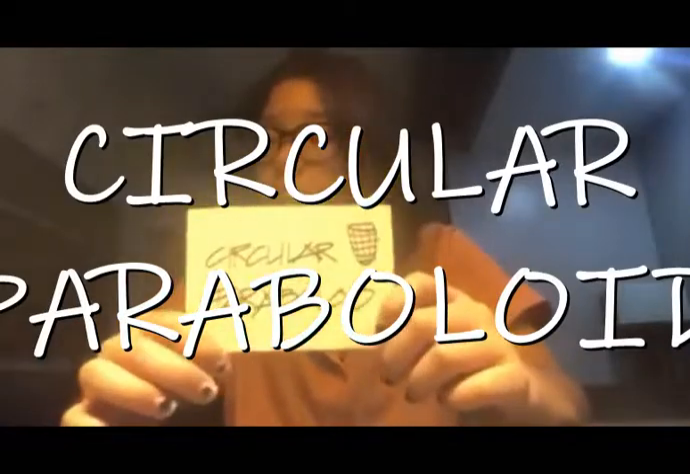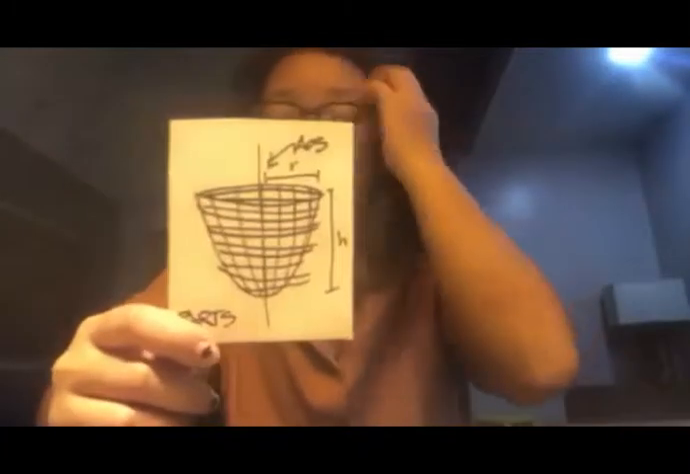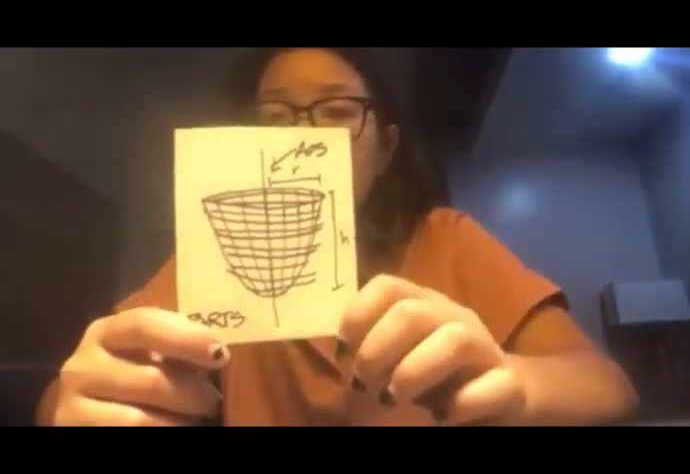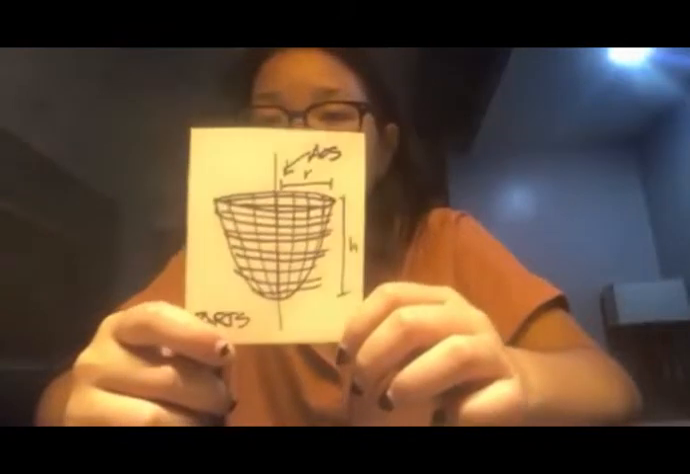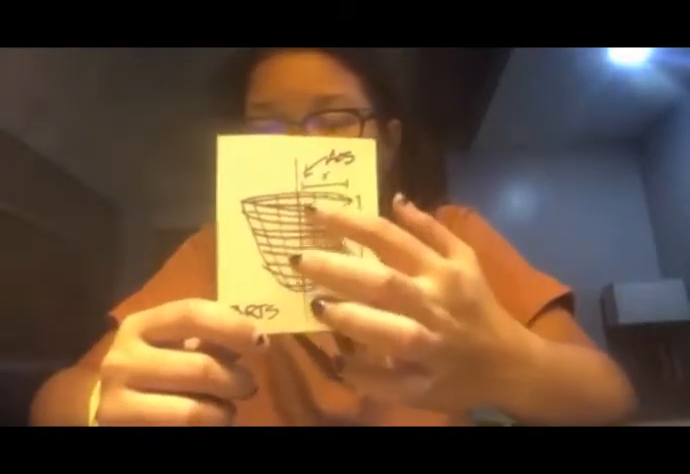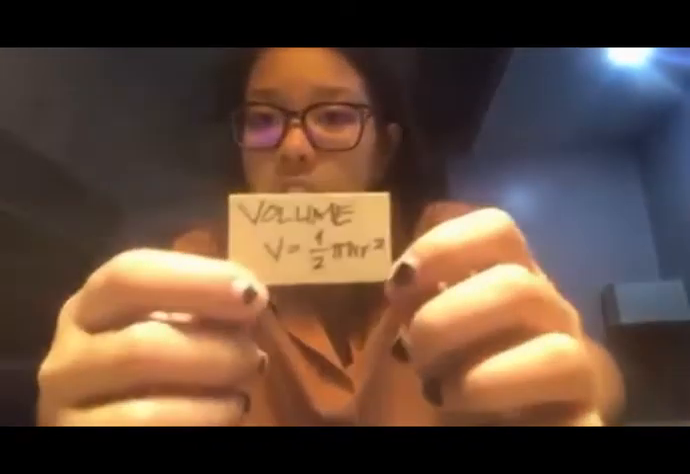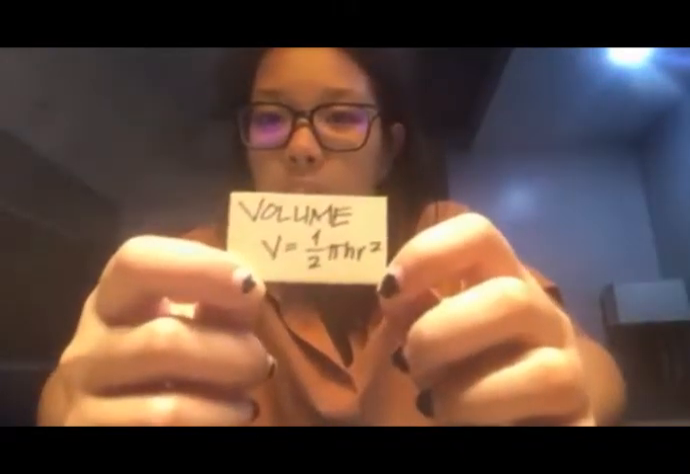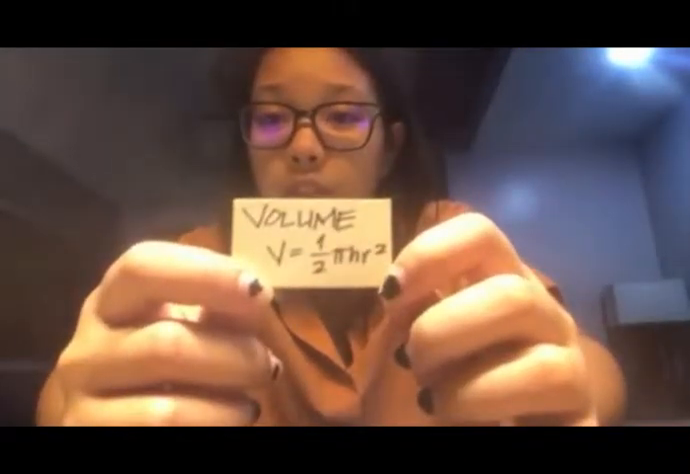Circular paraboloid. So, a circular paraboloid is a parabola that rotates on its axis of symmetry. So, the parts of a circular paraboloid are its radius and its height, and the axis of symmetry right down in the middle. So, the volume of a circular paraboloid is 1/2 pi times height times its radius squared.